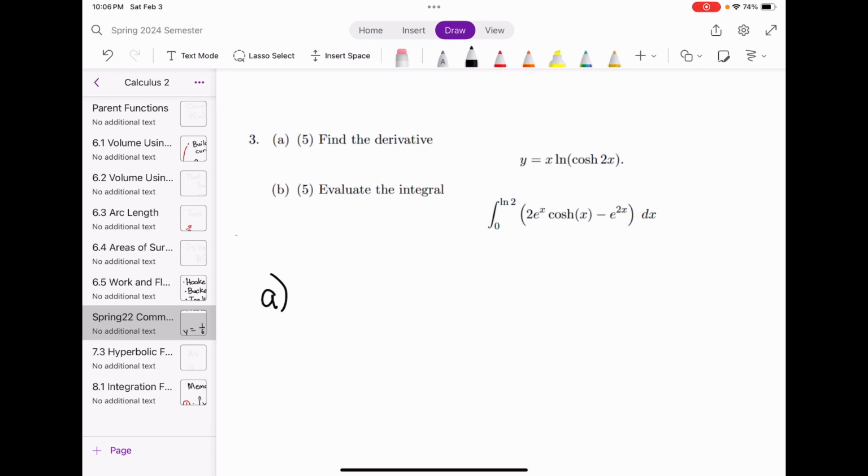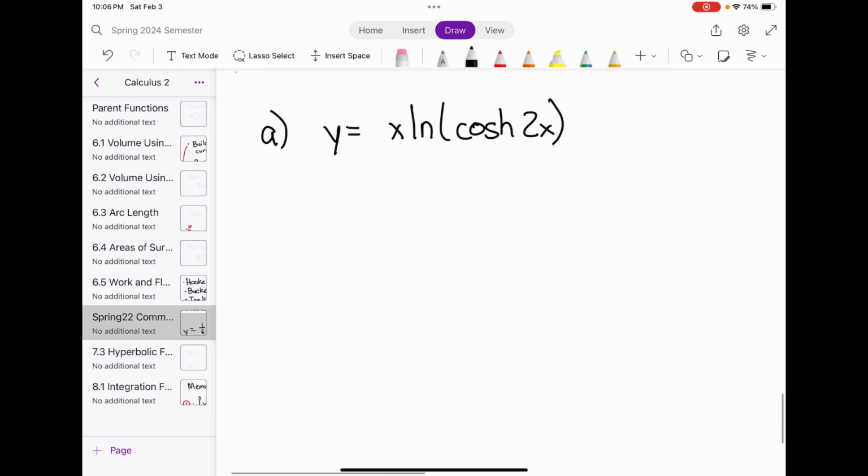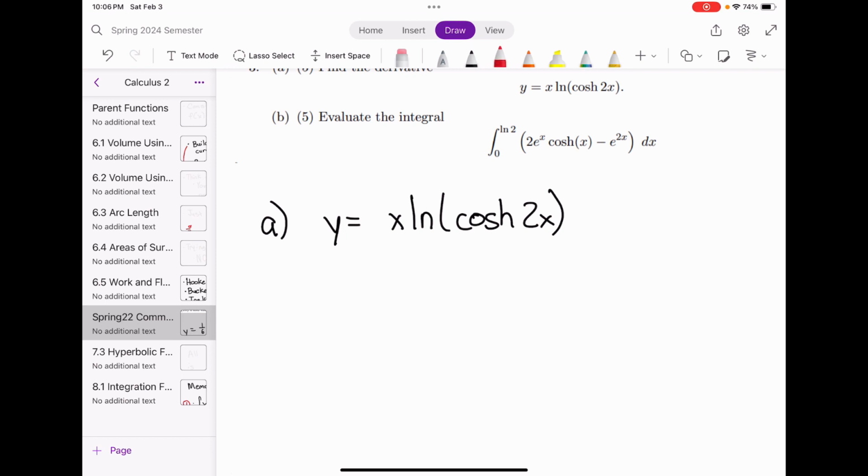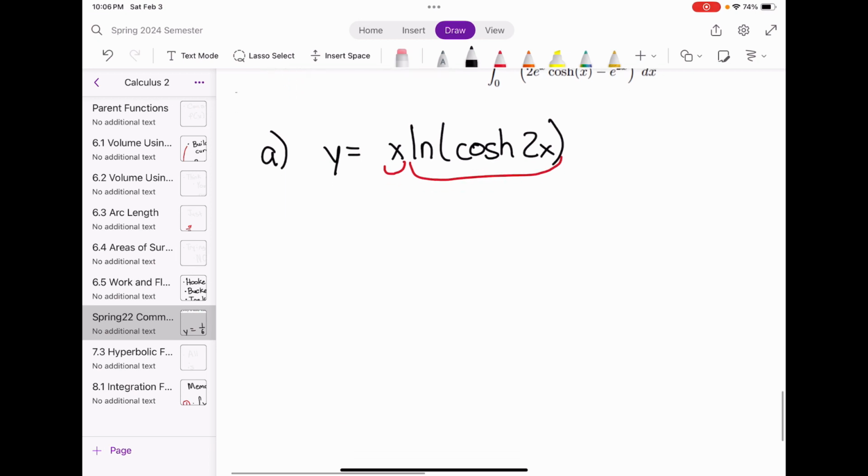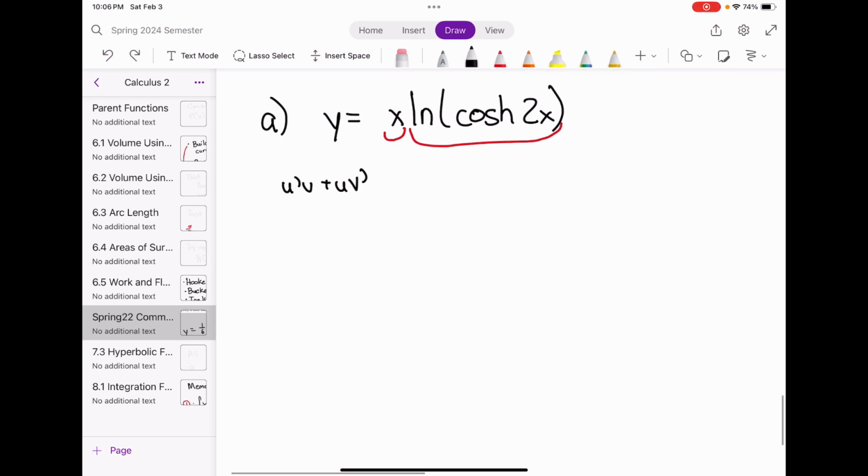So A, they give us this function and they want us to find the derivative. So this is going to be a product rule because this is one part and this is the other. And it's going to include a little bit of chain rule as well. So if you don't remember, u prime v plus u v prime is how you do it. I'm sure there's little songs and stuff that you can also memorize, but this is the formula that you need to know.